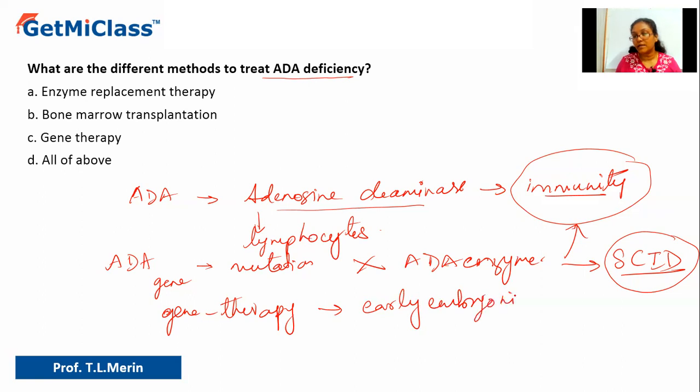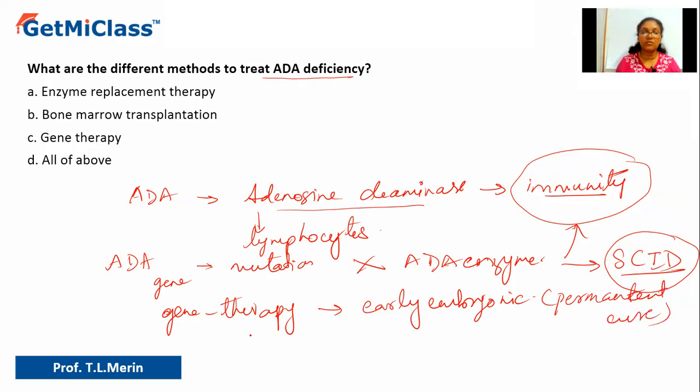So what can be done? The gene for this enzyme can be introduced into the cells of the embryo, and as this embryo develops, all the cells will acquire that characteristic and will have the ability to produce that particular enzyme. So that's how gene therapy is a very good method, and this can be a permanent solution, a permanent cure.